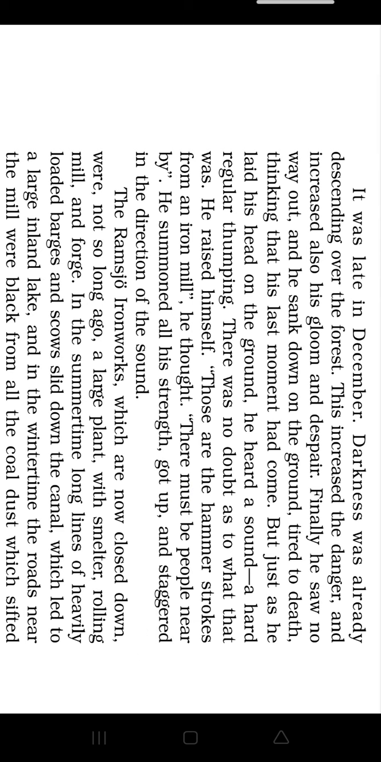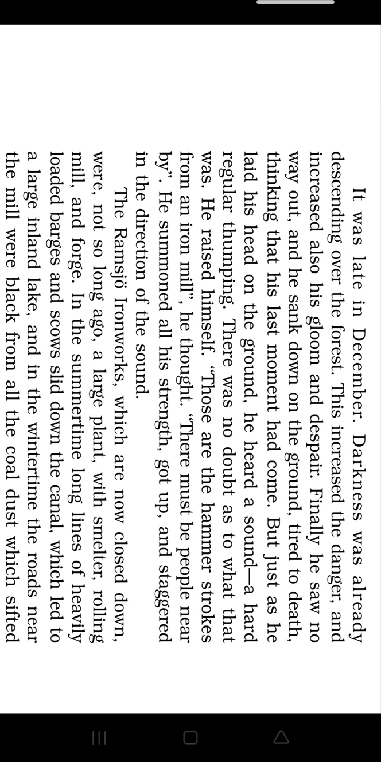It was late in December. Darkness was already descending over the forest. This increased the danger and increased also his gloom and despair. Finally, he saw no way out, and he sank down on the ground, tired to death, thinking that his last moment had come. But just as he laid his head on the ground, he heard a sound, a hard, regular thumping sound, like thud, thud, thud, as if something heavy is falling on the ground. So it was the sound of the hammer.